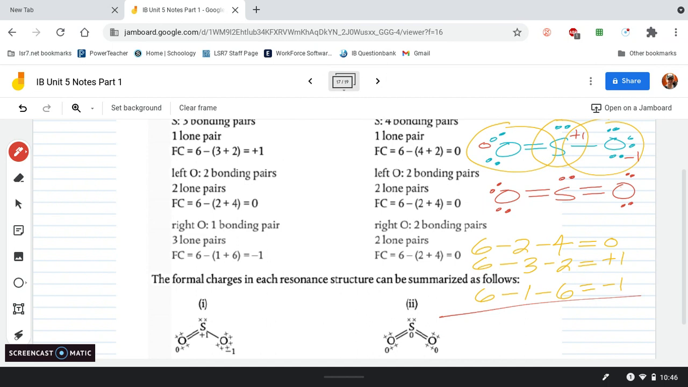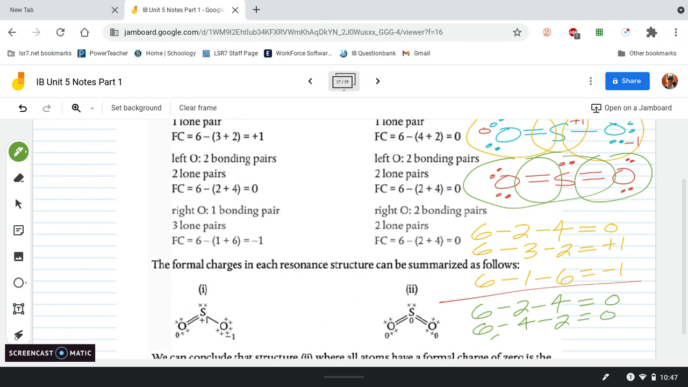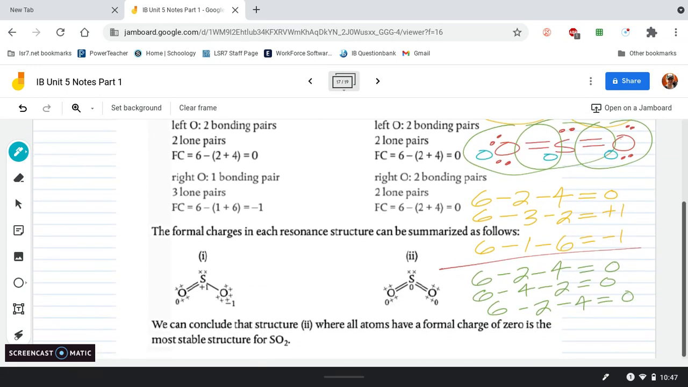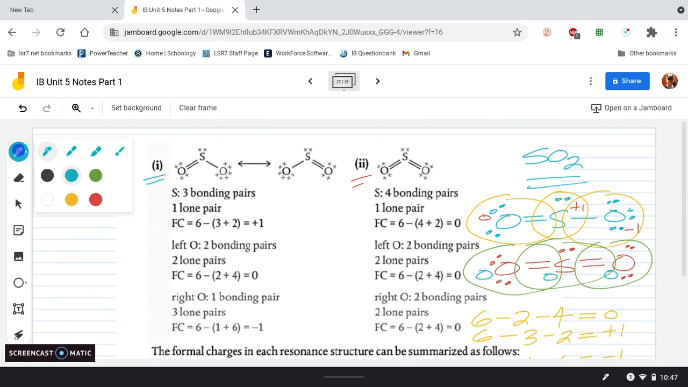So now let's draw a line there and let's switch the pen to green and let's do this one. So this oxygen, 6 minus 2 bonds minus 4 dots, that's 0. Sulfur, 6 minus 4 bonds minus 2 dots equals 0. And then this oxygen is 6 minus 2 bonds minus 4 dots, which is 0. So this one is actually the best one because it's a 0. Let's go to blue. This one's a 0. This one's a 0. And this one's a 0. So that is the winner. Because everything is a 0, this is actually the winner. This is the best structure.